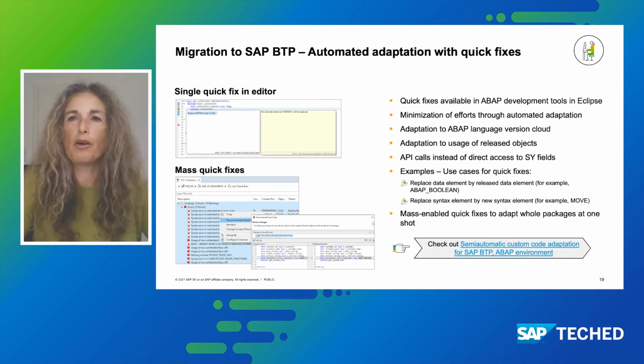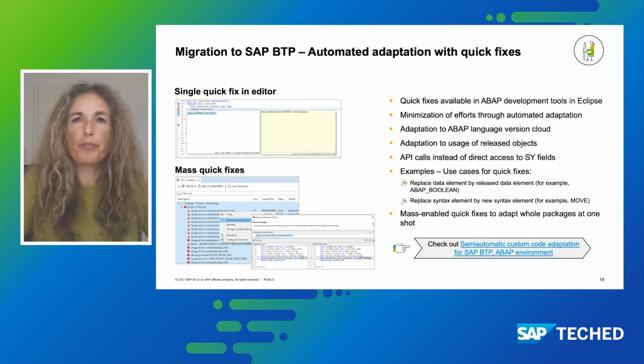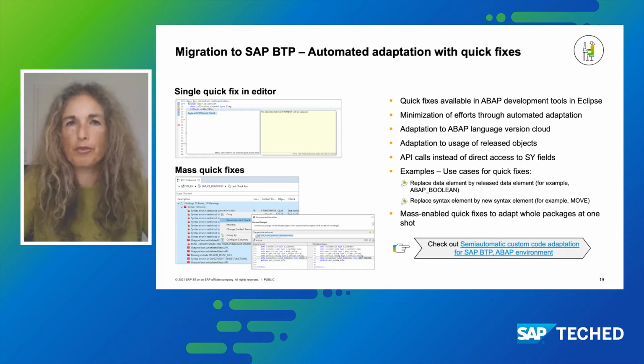For example, we allow in the cloud only ABAP_BOOLEAN as custom Boolean data type, and all other data types are not allowed. Or, for example, you can use the quick fixes to replace the syntax elements. For example, the MOVE statement is not there in the cloud and you need to use the assignment and so on. And also you have the mass-enabled quick fixes available, which allow you to adapt the whole packages of your custom code objects at one shot.